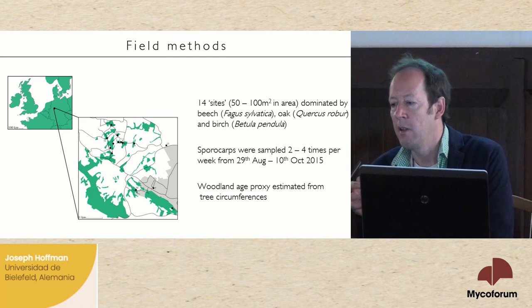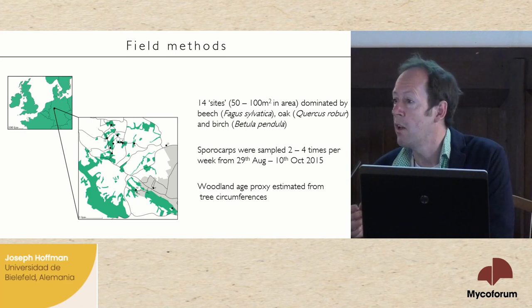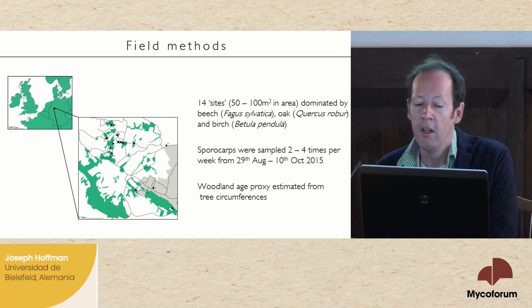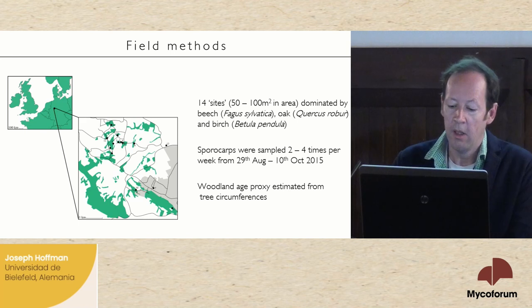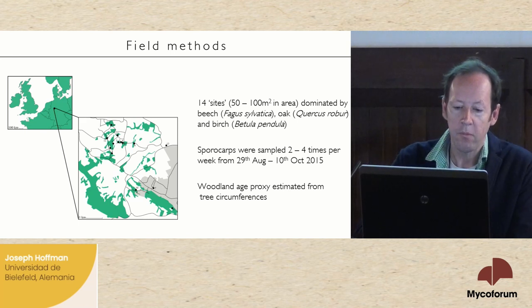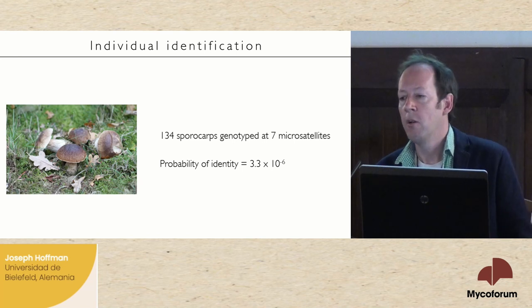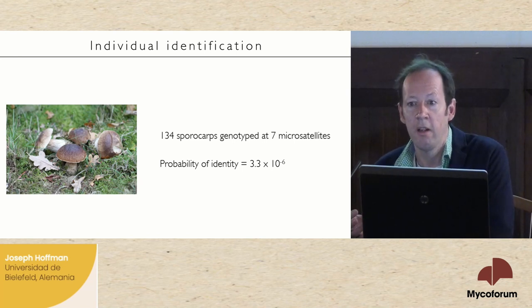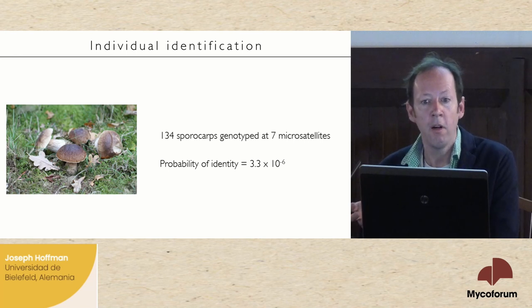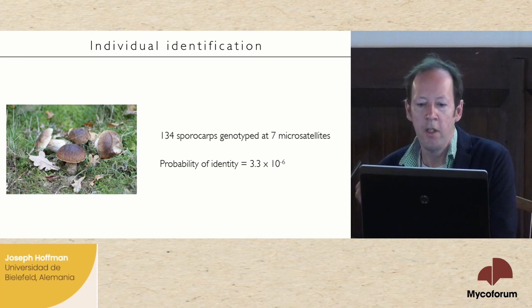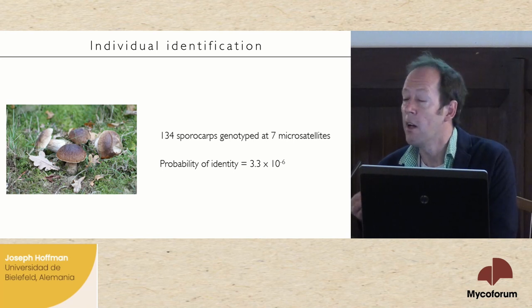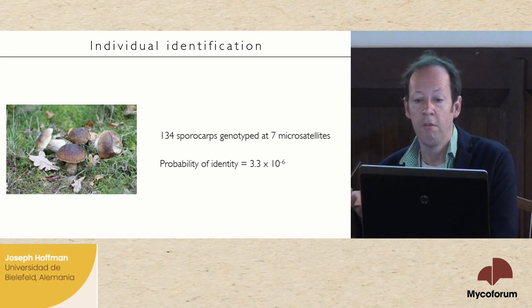What I also did is I went to these sites and I measured the circumference of all trees above 20 centimeters in diameter. And I fed these into a tree age calculator to estimate the age of these plots. And these plots are dominated by beech. And so I used genetic analysis, specifically microsatellites, to produce genetic profiles for all sporocarps. And the key point here is that any two individuals in a population, different individuals, have a probability of only 3 in a million of having the same genotype. So we can be very confident in identifying genetically distinct individuals or genets.